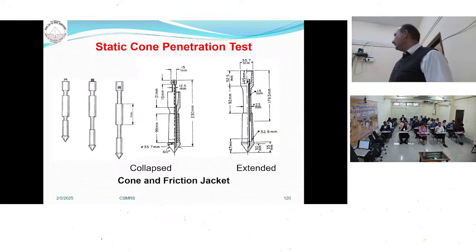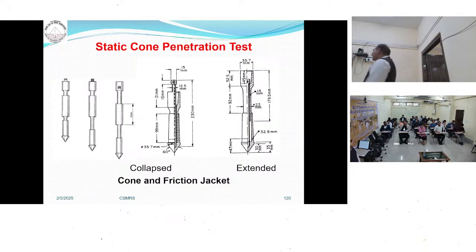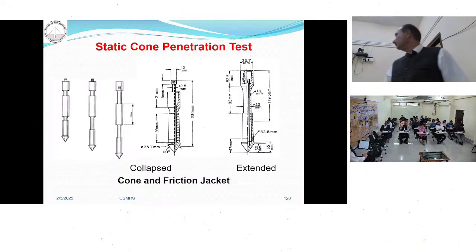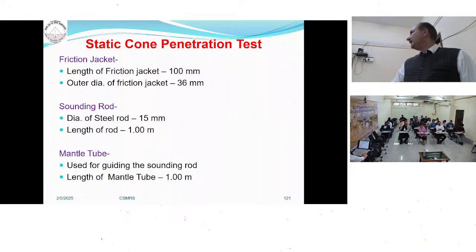Normally the cone angle is 60 degree and its diameter is 35 mm, and the diameter of the friction jacket is 36 mm, slightly more than the cone. So first we push the cone 4 centimeter into the ground. Again we move it and drive over the cone and the friction jacket, and determine the resistance. These are some dimensions of these instruments.